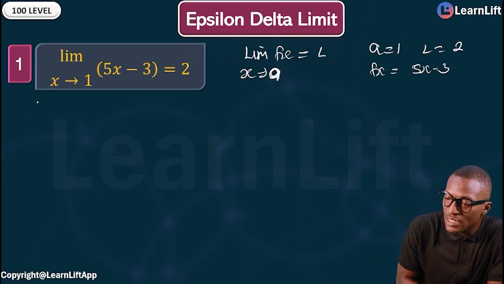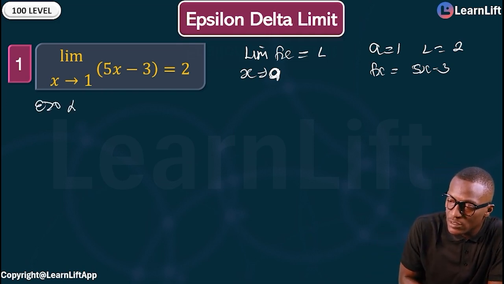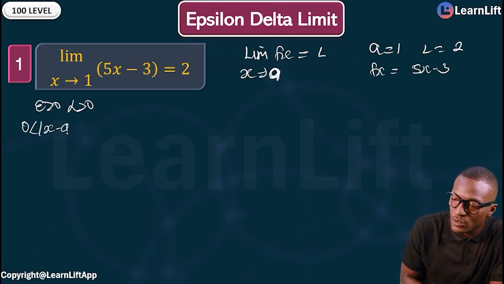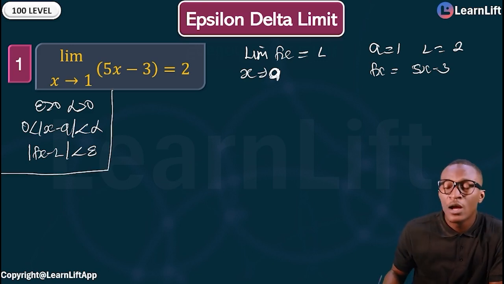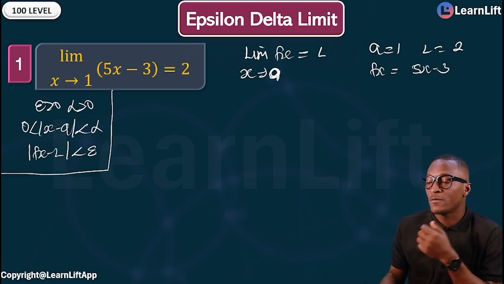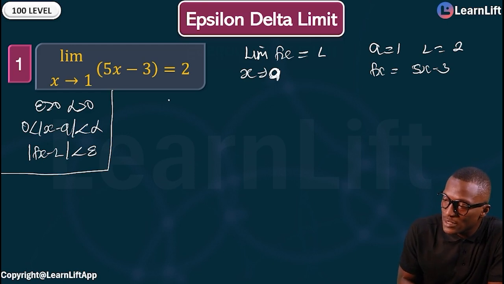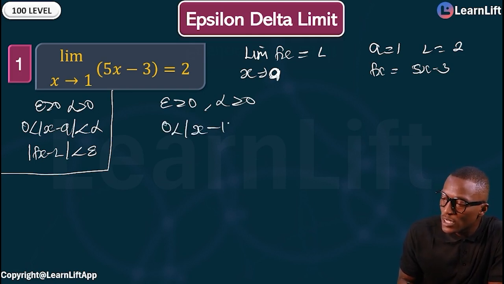So now, let's write the epsilon definition of a limit. Epsilon definition of a limit says that epsilon greater than 0, delta greater than 0, such that 0 is less than absolute x minus a, absolute is less than delta, such that absolute f of x minus L, absolute is less than epsilon. Now putting this, we know what is a, what is L, and what is f of x. Now putting that into the equation: epsilon greater than 0, delta greater than 0, such that 0 is less than absolute x minus, what's my a? A is 1, less than delta.